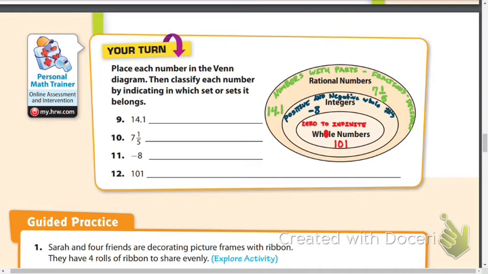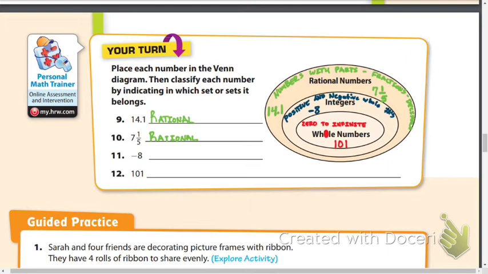now let's go back and put the label on each number. So what did we say 14.1 was? Rational. So I'm going to write rational there. Can we put that rational bowl into anything else? No, because it doesn't fit anywhere. So that's just going to stay as rational. What about number 10, 7 1/5? What kind of number do we have there? Rational again. And we already said that if it's rational, it's only by itself because it's too big. We cannot combine those sets of numbers into anything else.